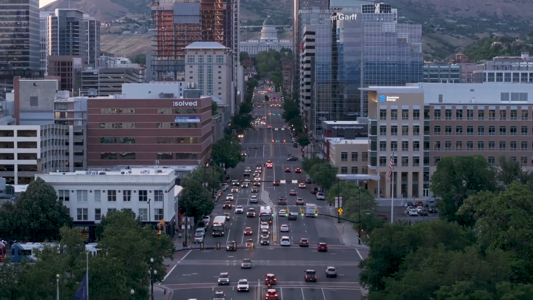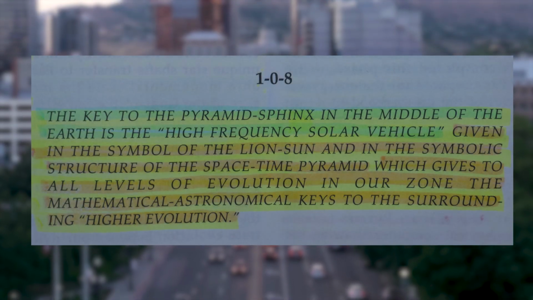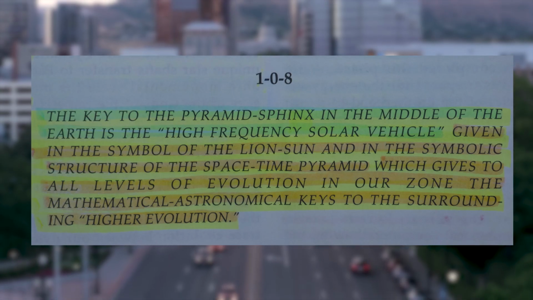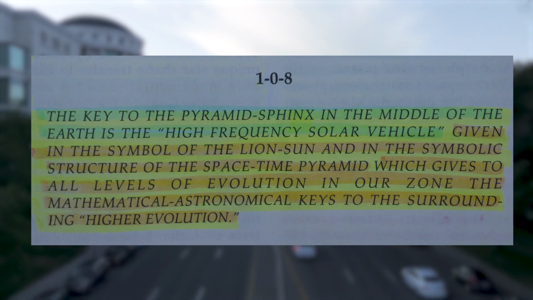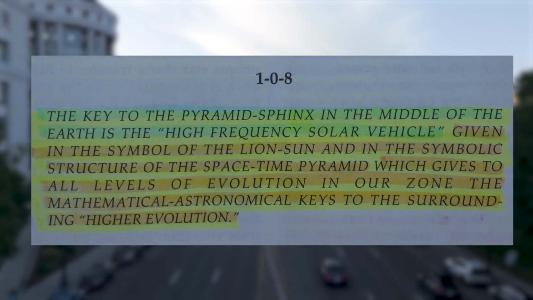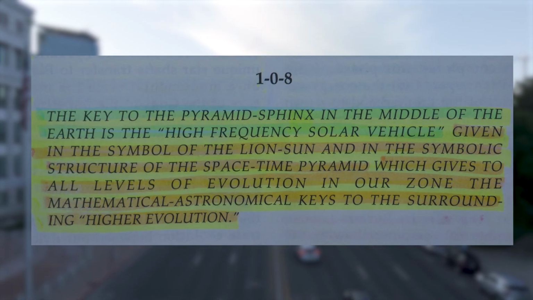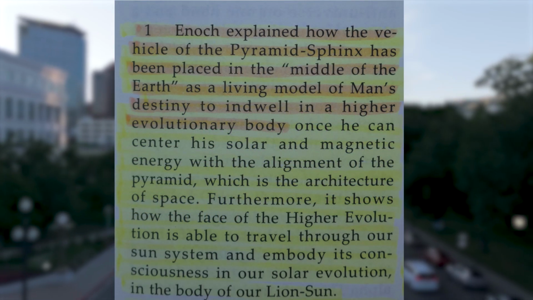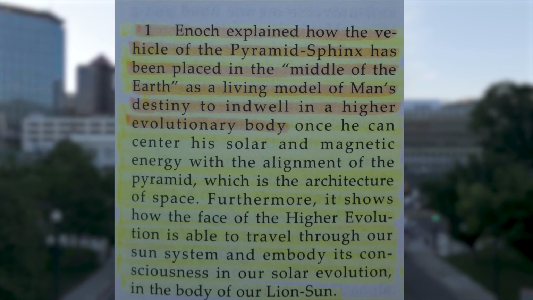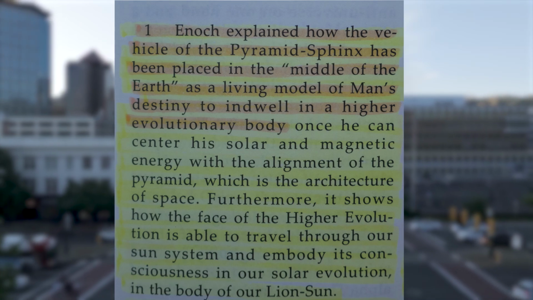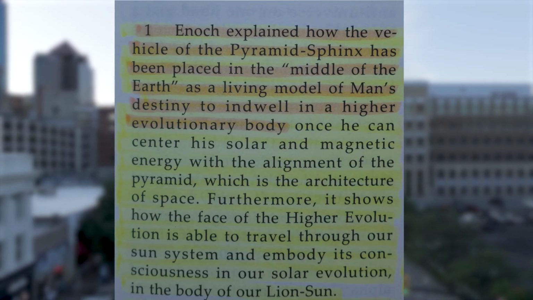All right, so we gonna hop into Key 108. Let's go ahead and read the header. The key to the pyramid sphinx in the middle of the earth is the high frequency solar vehicle, given in the symbol of the lion sun, and in the symbolic structure of the space-time pyramid, which gives to all levels of evolution in our zone the mathematical, astronomical keys to the surrounding higher evolution. Verse 1 from the top. Enoch explained how the vehicle of the pyramid sphinx has been placed in the middle of the earth as a living model of man's destiny to indwell in a higher evolutionary body.